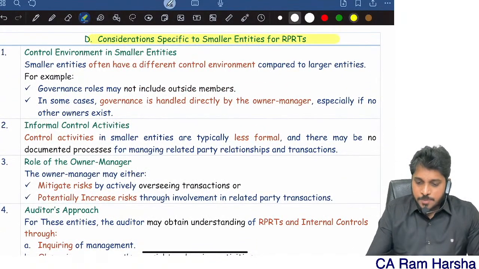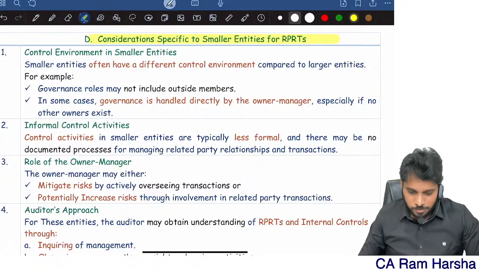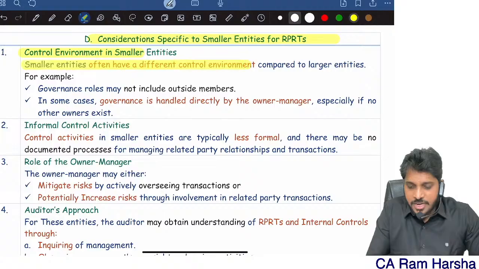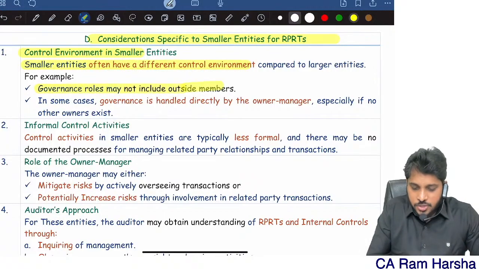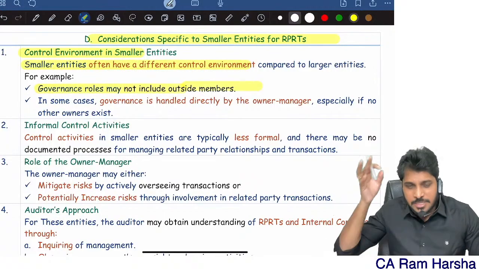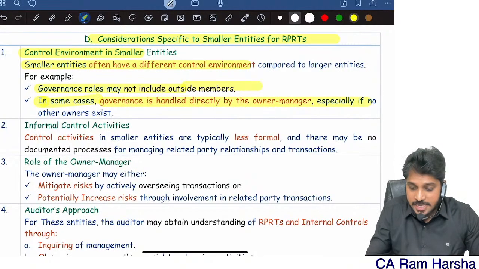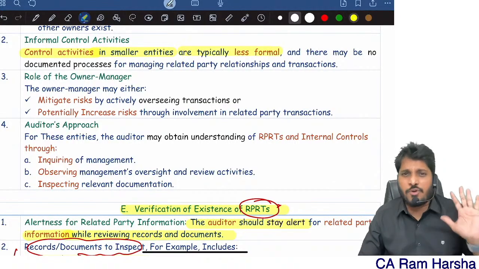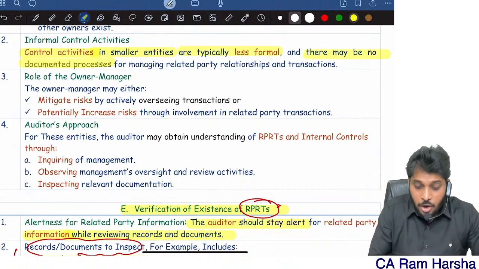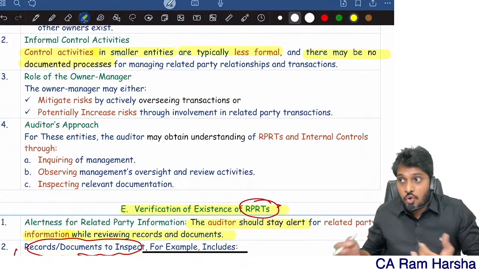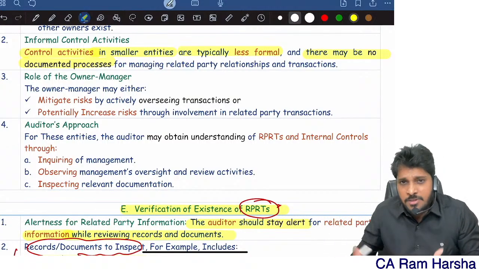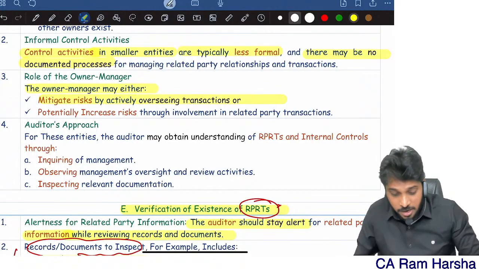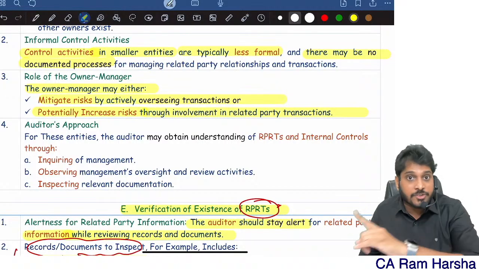So, considerations specific to smaller entities. In smaller entities, the control environment is often different. Governance roles may not include outside members. The same person is management, the same person is top management. In some cases, governance is handled directly by the owner himself. Control activities in smaller entities are typically not formal. They are less formal, so there may not be documentation. So who are the related parties? What transactions happen with them? There won't be any records either. The owner may either mitigate this by active oversight or potentially increase the risk through involvement in related party transactions.